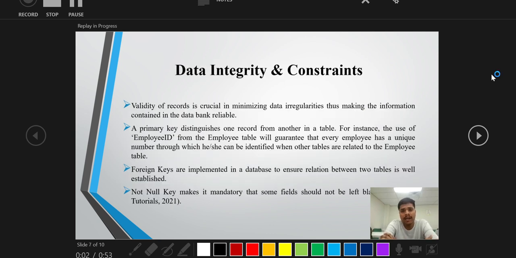Another thing is data integrity and constraints. Validity of records is crucial in minimizing errors in the information contained in the database, and a primary key distinguishes one record from another in a table. For instance, the use of employee ID from the employee table will guarantee that every employee has a unique number through which he or she can be identified when other tables are related to the employee table. Foreign keys are implemented in a database to ensure the relation between two tables is well established. Not null constraints make it mandatory that some fields should not be left empty.